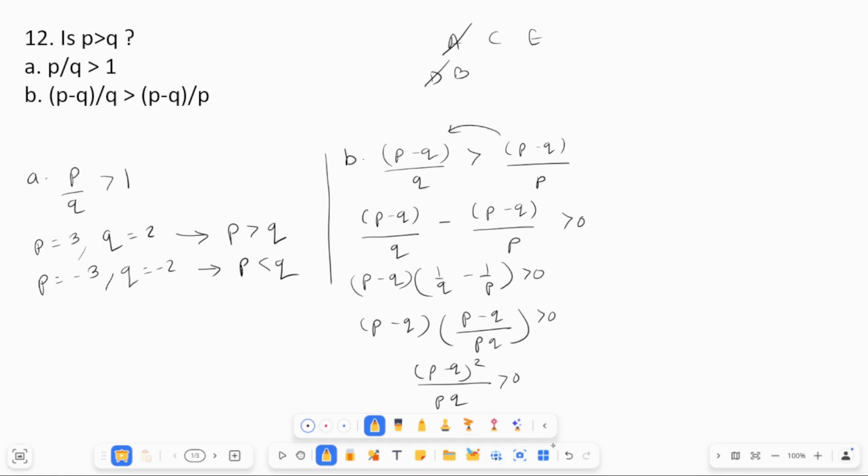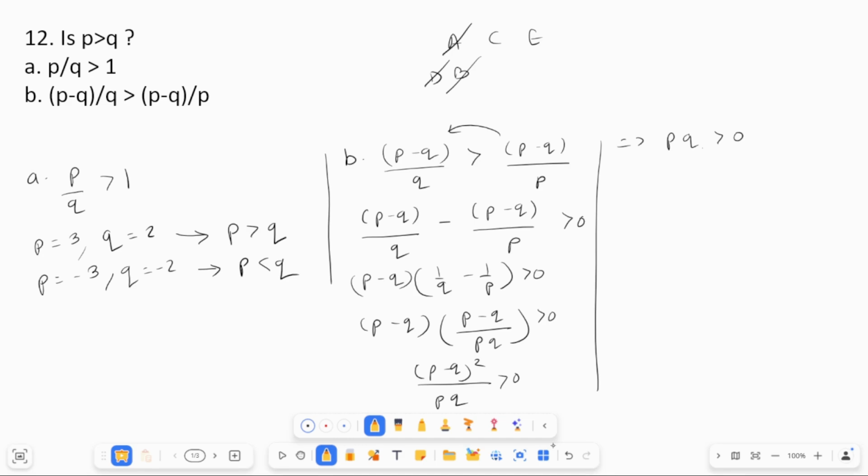Now, this whole fraction is positive. We know that the numerator is positive because it's a square. That means it implies that PQ is positive. Product of two numbers is positive, but it doesn't give you any relation between P and Q. Whether P is greater than Q or P is less than Q, it doesn't give you any idea. So after solving statement B, we can only conclude that the product of P and Q is positive. So B alone is also not sufficient.